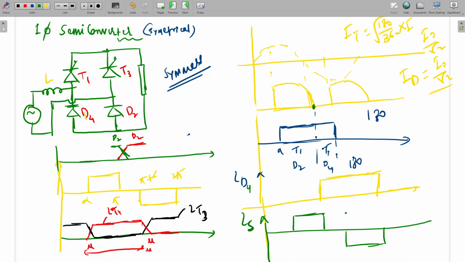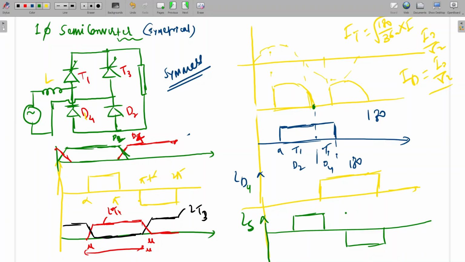Again, it will go back. If you trace it back, it will come up to here. And here it will be 0, and it will be like this. So after 2 pi, again this D2 will be 0. No, I'm making some mistake. So this red color is D4, okay, and this green color is D2.